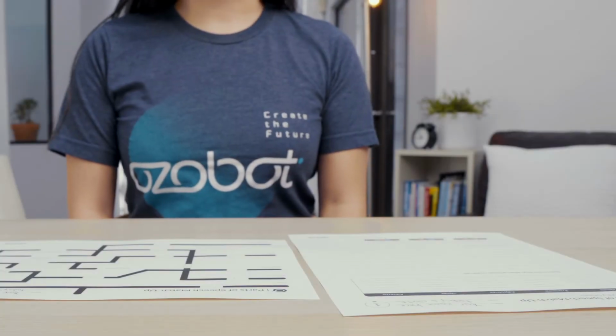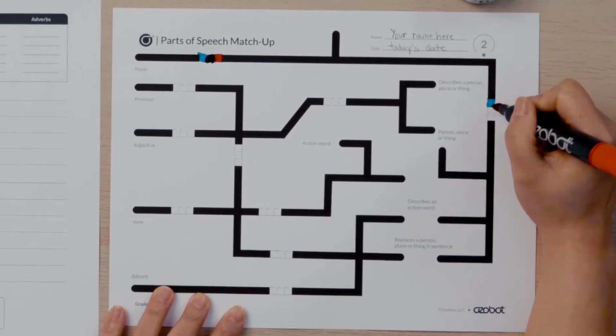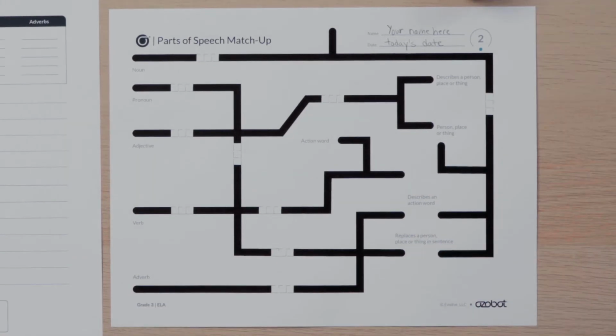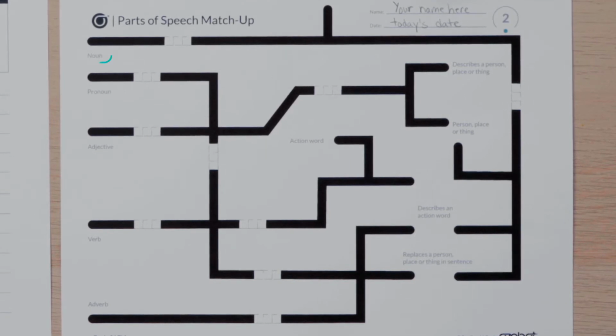Before you get started writing your fable, you'll identify some parts of speech and code your bot to match the parts of speech with the definition. Look at the matching map of your activity sheets. On the left side, you'll see the parts of speech: noun, pronoun, adjective, verb, and adverb. On the right side and in the middle, you'll find the definition or function of each part of speech.